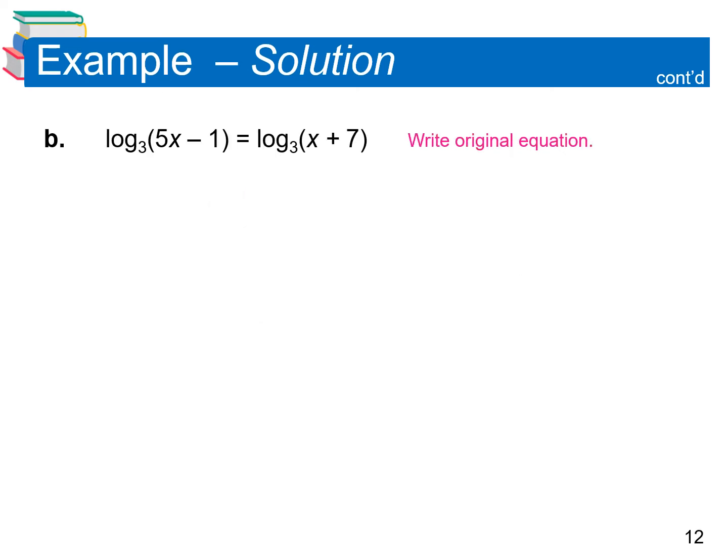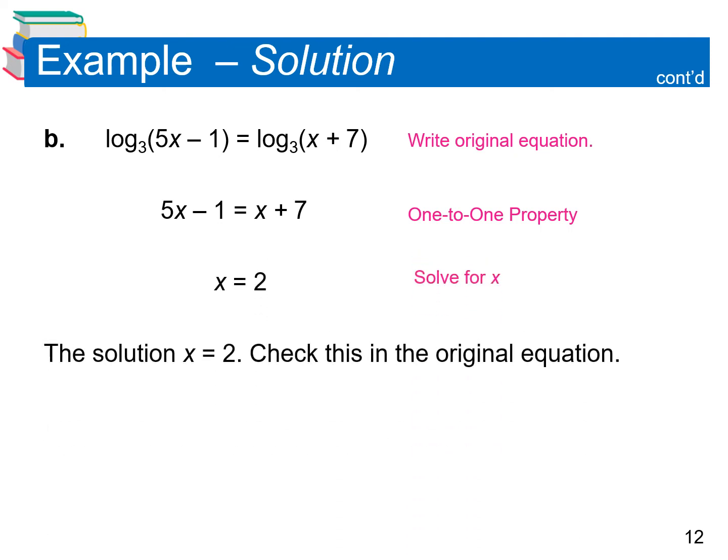Now, let us have log of 5x minus 1 to the base 3 equals log of x plus 7 to the base 3. So the first thing we need to do here is to write the original equation. And then, using the one-to-one property, 5x minus 1 equals x plus 7. Then solving for x, x equals 2. The solution, x equals 2, you can check using the original equation. You just need to substitute x equals 2 into the original equation.